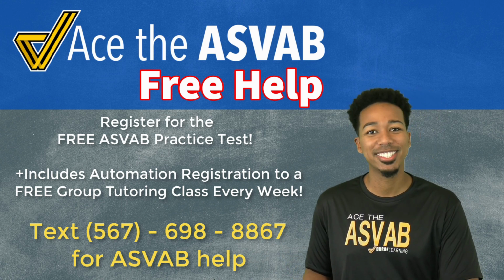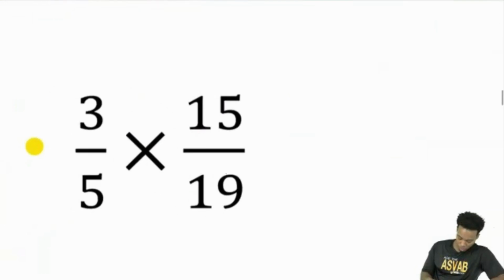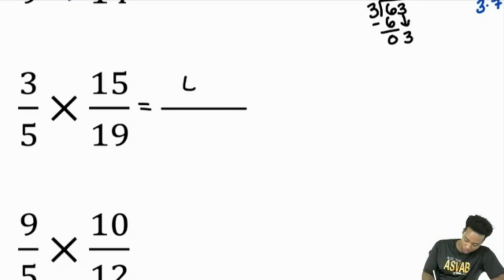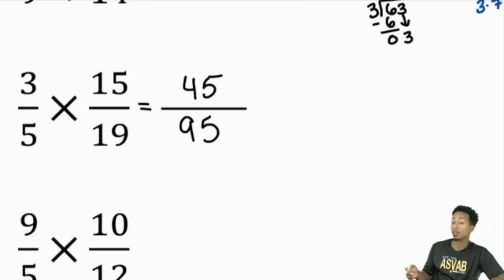Let's keep it going. Number 2. So 3 over 5 multiplied by 15 over 19. Let's go ahead and try this out. I am going to do the long way, which would be 3 times 15, 5 times 19. And then from there, you have to figure out that 5 divides into both 45 and 95.